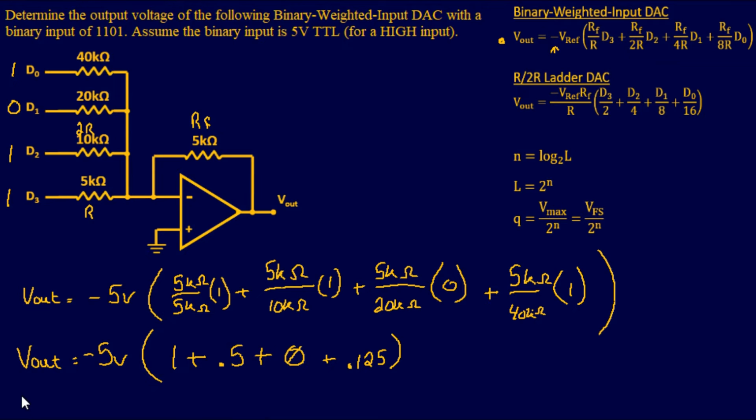I'll tell you what, I want to see if I can fit this down here. So your output voltage equals negative 5 volts, parentheses. And I'll just go ahead and add all this together. All right, and that's going to give us a grand total of 1.625.